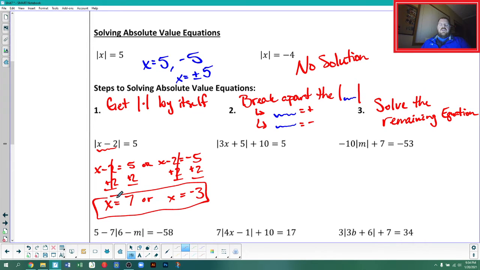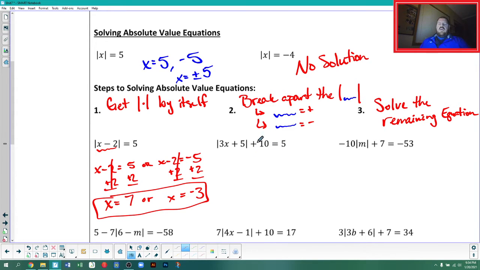Absolute value equations, more often than not, have 2 answers. Okay? Sometimes they could have 1, but that's a pretty special case. We'll see when that happens, if it ever happens to us. Okay, but let's get through these.